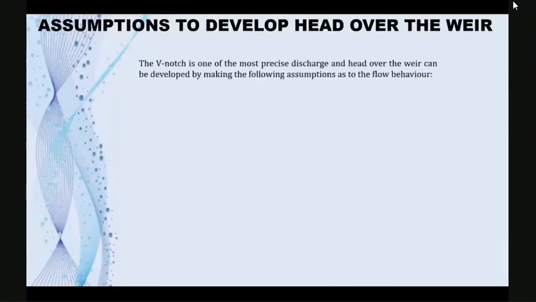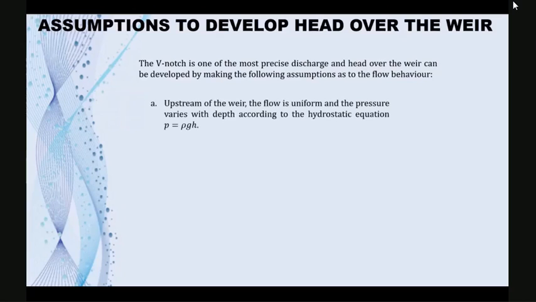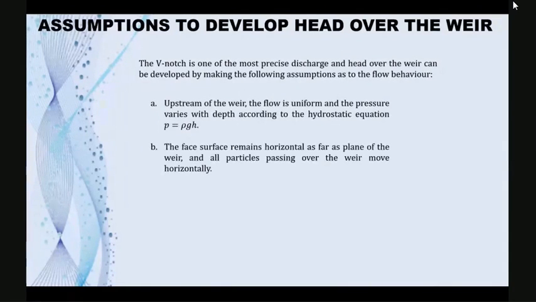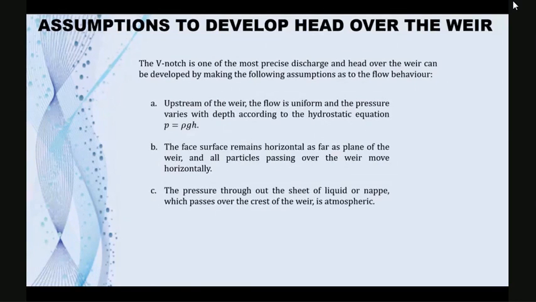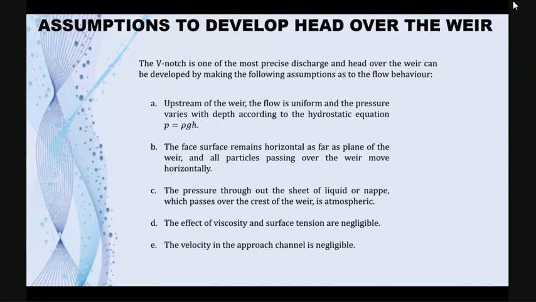Now, we will be learning about the assumptions to develop the head over the weir. The V notch is one of the most precise discharge measuring devices, and the head over the weir can be developed by making the following assumptions as to the flow behavior. Upstream of the weir, the flow is uniform and the pressure varies with the depth according to the hydrostatic equation, P equals rho g h. The free surface remains horizontal as far as the plane of the weir, and all particles passing over the weir move horizontally. The pressure throughout the sheet of liquid, or nape, which passes over the crest of the weir, is atmospheric. The effects of viscosity and surface tension are negligible. The velocity in the approach channel is negligible.